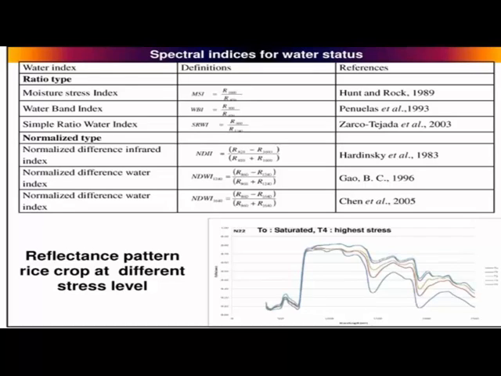For example, you can see over here, you have a saturated plant and you have a highly stressed plant. This is the saturated plant, T0, and T4, the upper one, is the highly stressed plant.